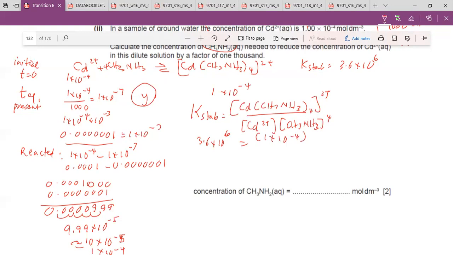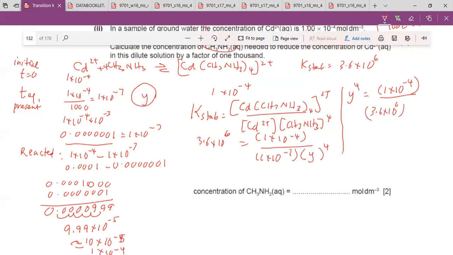Now this is the one present. Well, let's write the formula. Over the amount left behind, how much is it? 1 times 10 to the power of minus 7, and y to the power of 4. So you can solve it, can't you? So y to the power of 4 equals, you bring this down here: 1 times 10 to the power of minus 4 over 3.6 times 10 to the power of 6, times 1 times 10 to the power of minus 7.